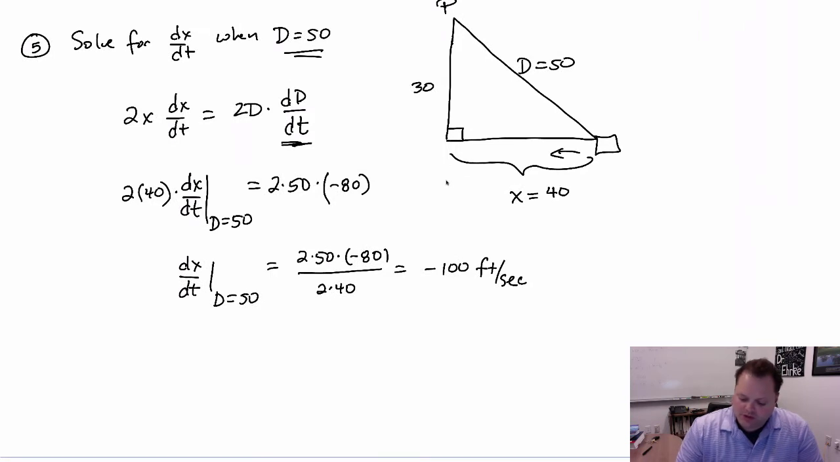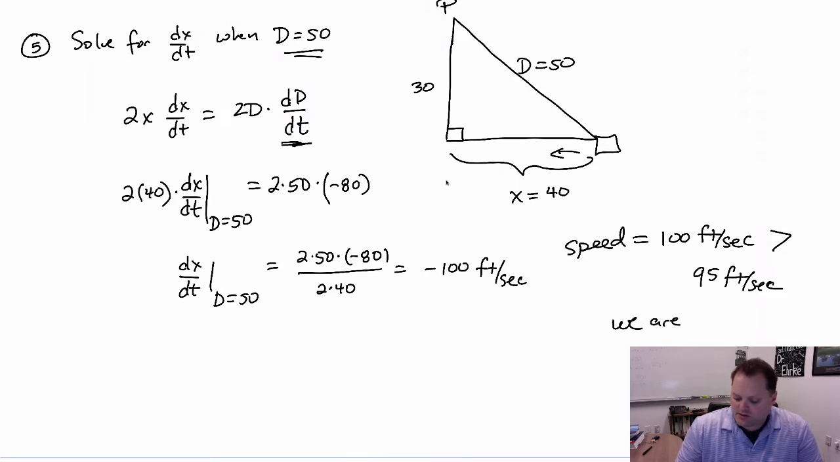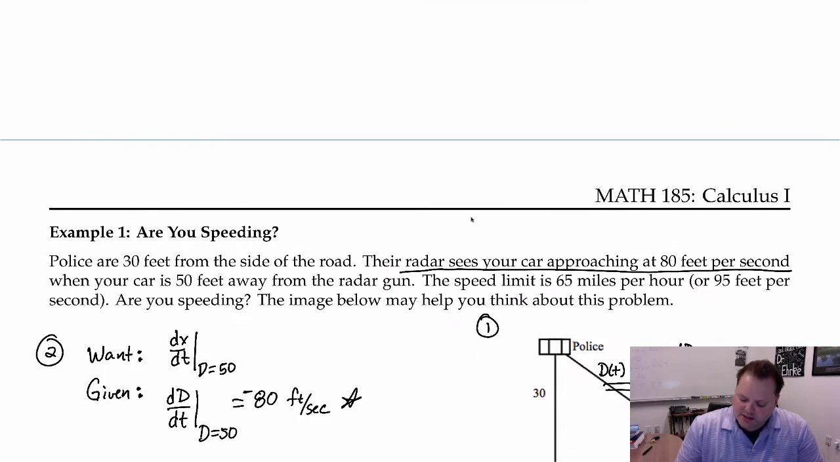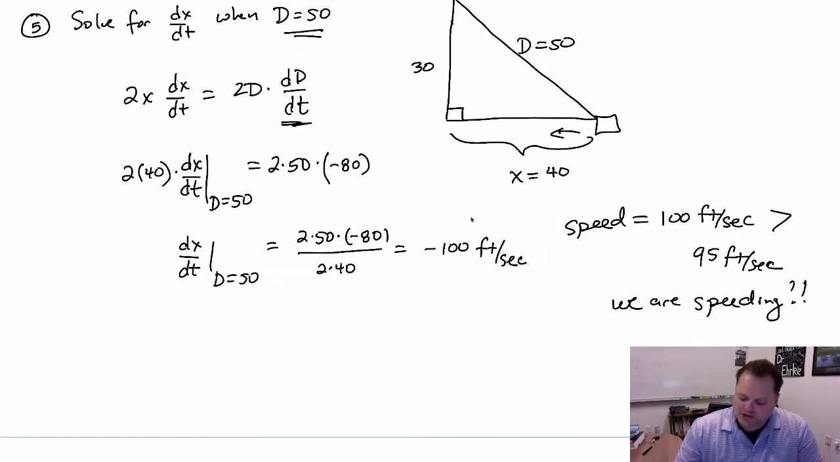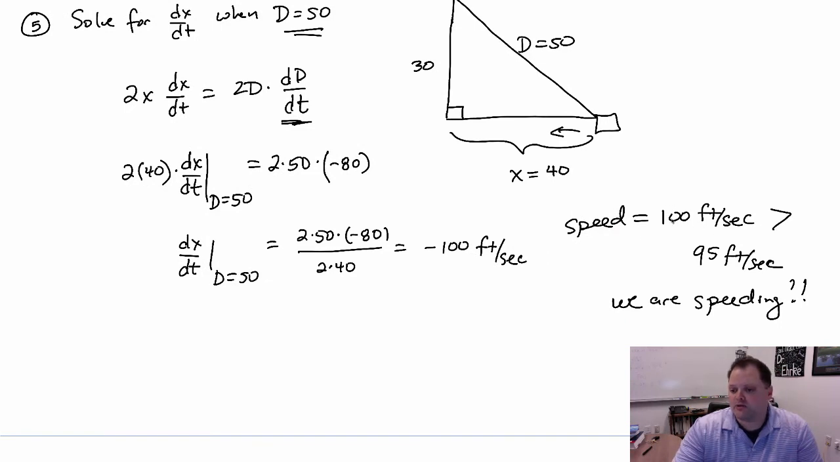So what I want you to understand then is our speed is 100 feet per second. This is greater than the allowable speed of 95 feet per second, which means we are speeding. Because you were told in the problem that the speed limit is 65 miles an hour or 95 feet per second. We're actually traveling at a greater rate, 100 feet per second, than the allowable speed limit. So we are, in fact, speeding.